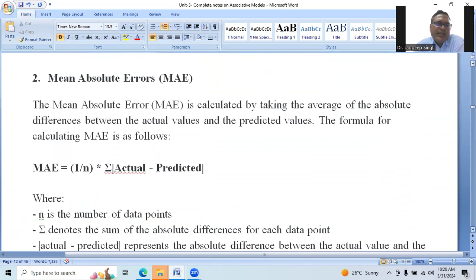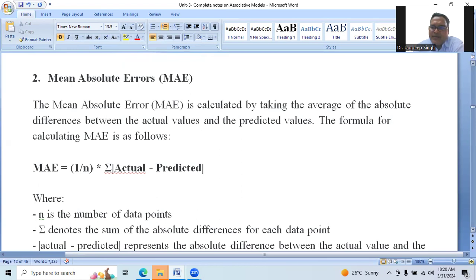Now, the second method of error is mean absolute error, MAE. The mean absolute error is calculated by taking the average of absolute differences between the actual values and the predicted values. The formula for calculating MAE is as follows. MAE is equal to summation of absolute actual minus predicted divided by n.